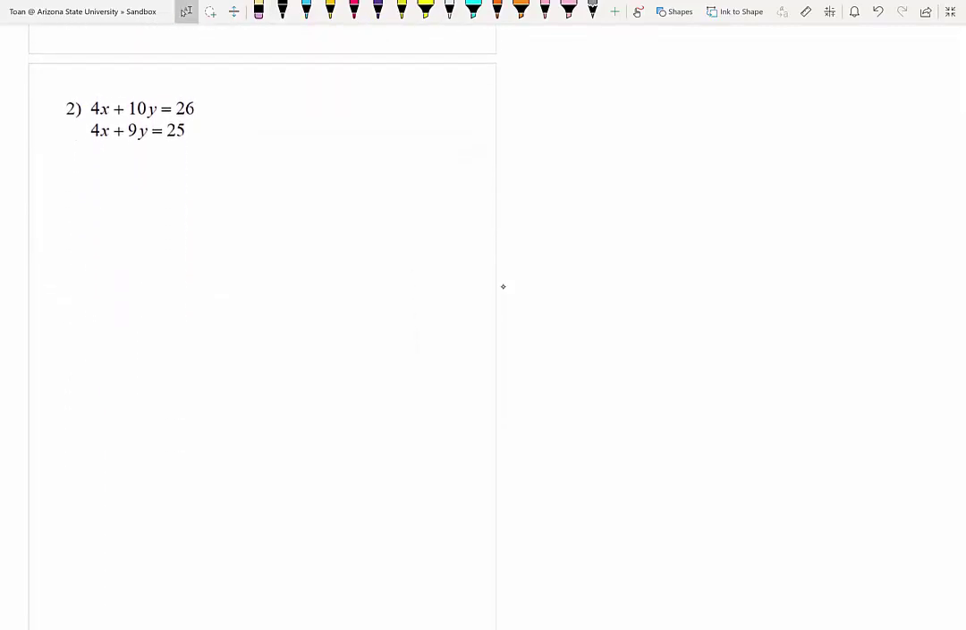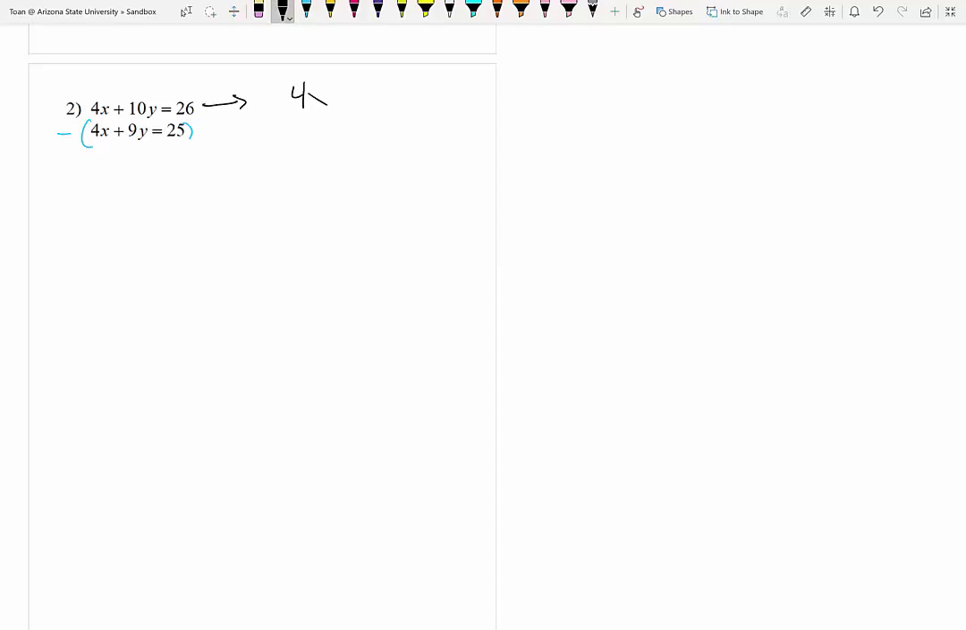Number 2 looks like it's set up for elimination as well, because notice the coefficients of the x's in this case are the same. However, I actually like to go one step further and make sure that the coefficients are opposites as well. So because they're both positive, I need to multiply one of the equations by a negative. It doesn't matter which one. Let's just go ahead and do the bottom equation.